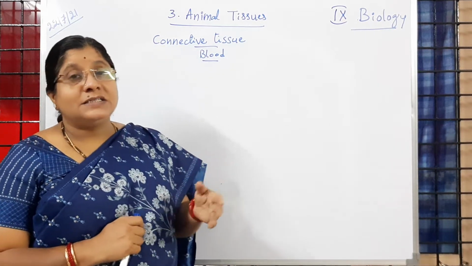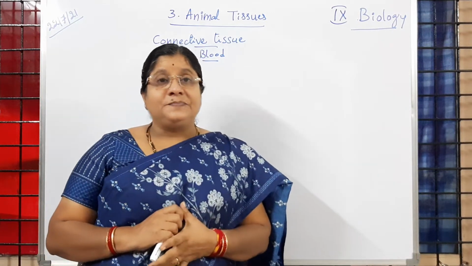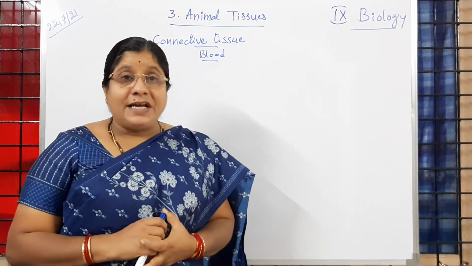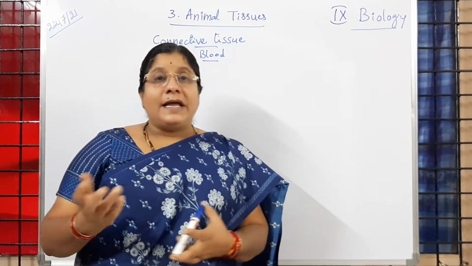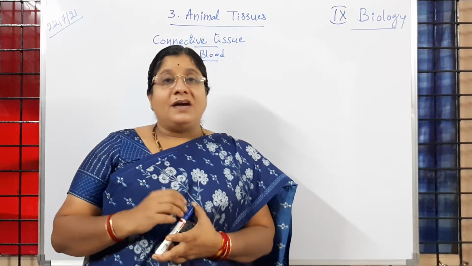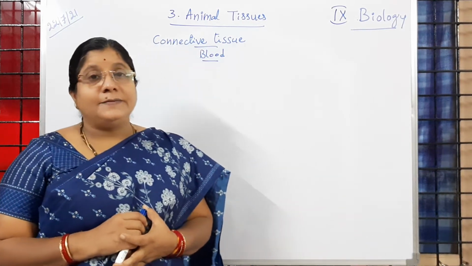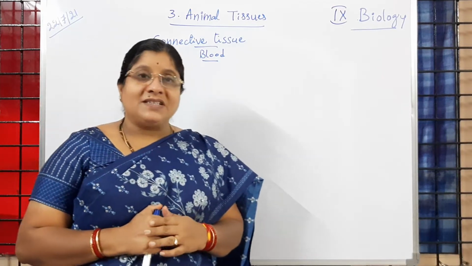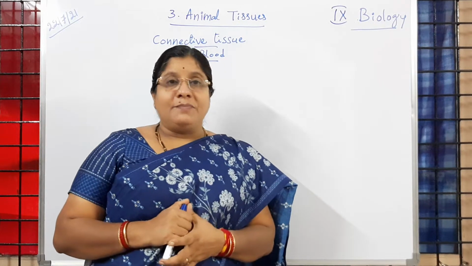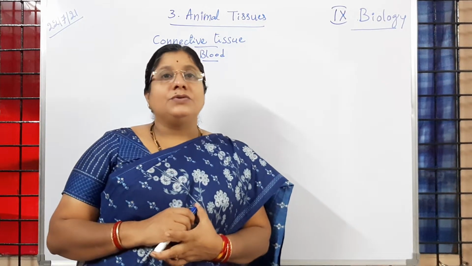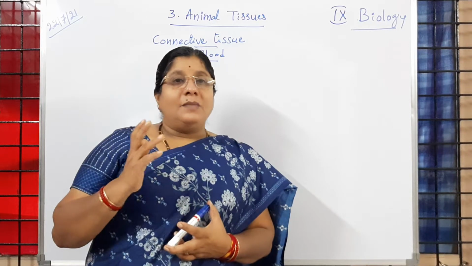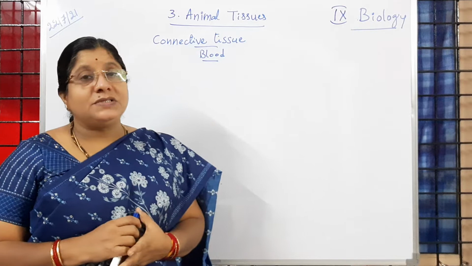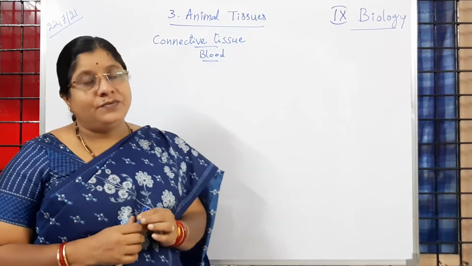Plasma contains inorganic and organic components. Organic components, you can take glucose, amino acids, fatty acids and glycerol, etc. Then inorganic components, some waste materials, carbon dioxide, then urea, etc. Is it clear to you? Apart from that, some clotting factors are also present in plasma. Is it clear to you? So that's why the blood is unique of all other connective tissues. So the blood is called as fluid connective tissue.